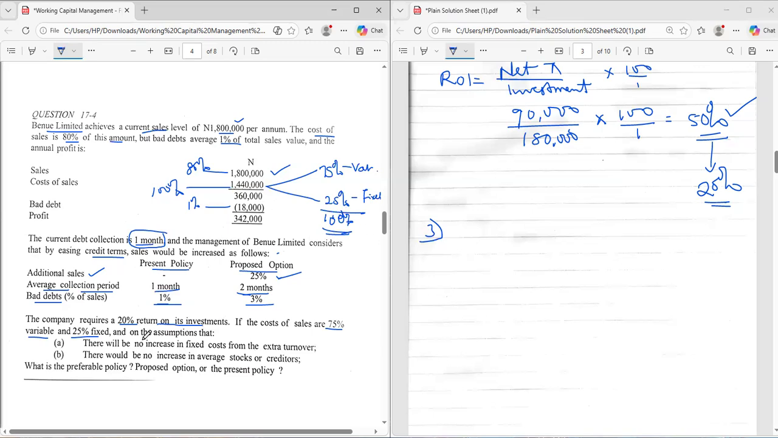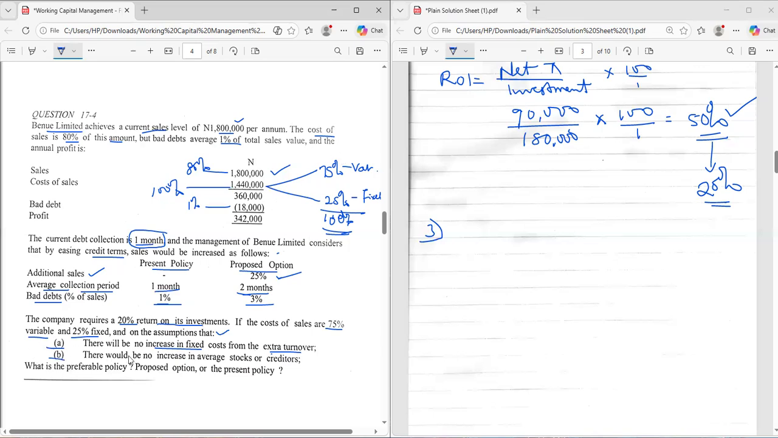All right. So if the cost of sales are 75% variable and 25% fixed, and on the assumption that there will be no increase in fixed costs from the extra turnover. So normally, if sales go up, cost of sales should go up. They are saying that the fixed part will not increase. It's only the variable part that will increase. That makes sense. That is the first assumption.